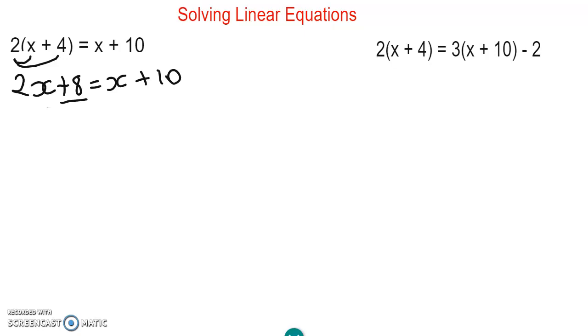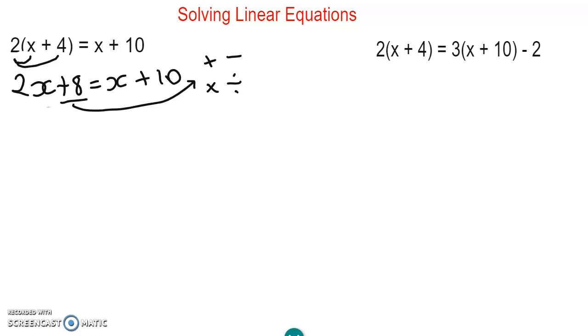So the plus 8, we're going to want to move to the other side. And when we do that, the plus here will become a minus. Every time you move anything onto the other side of the equals, it becomes its opposite function. So plus will become minus and times will become divide. So that's just for reference. But this plus is going to become minus.